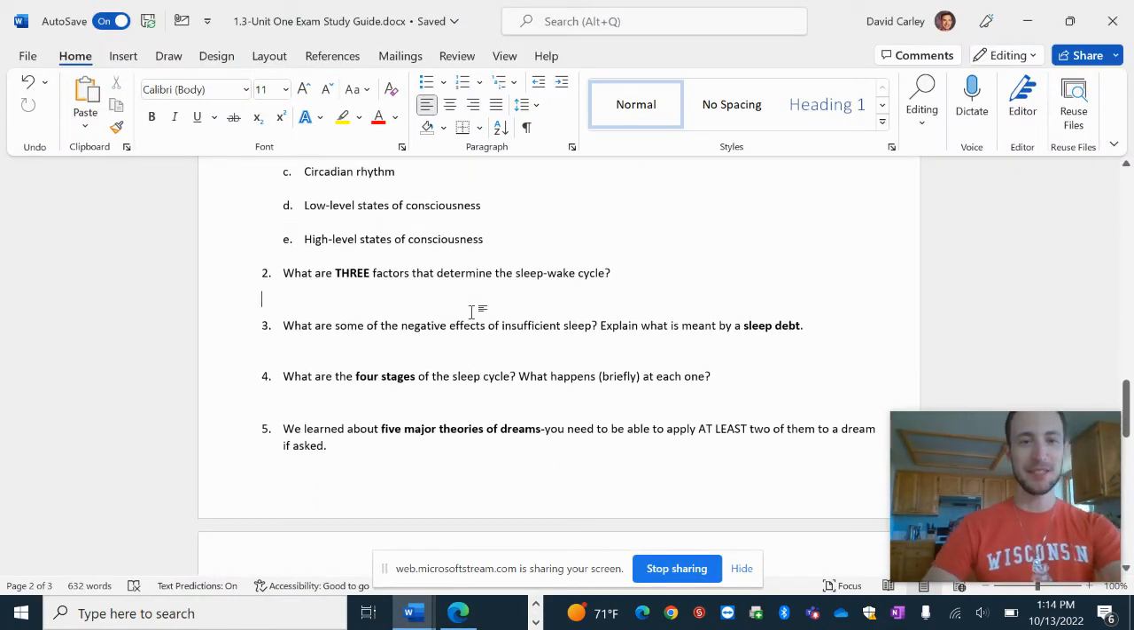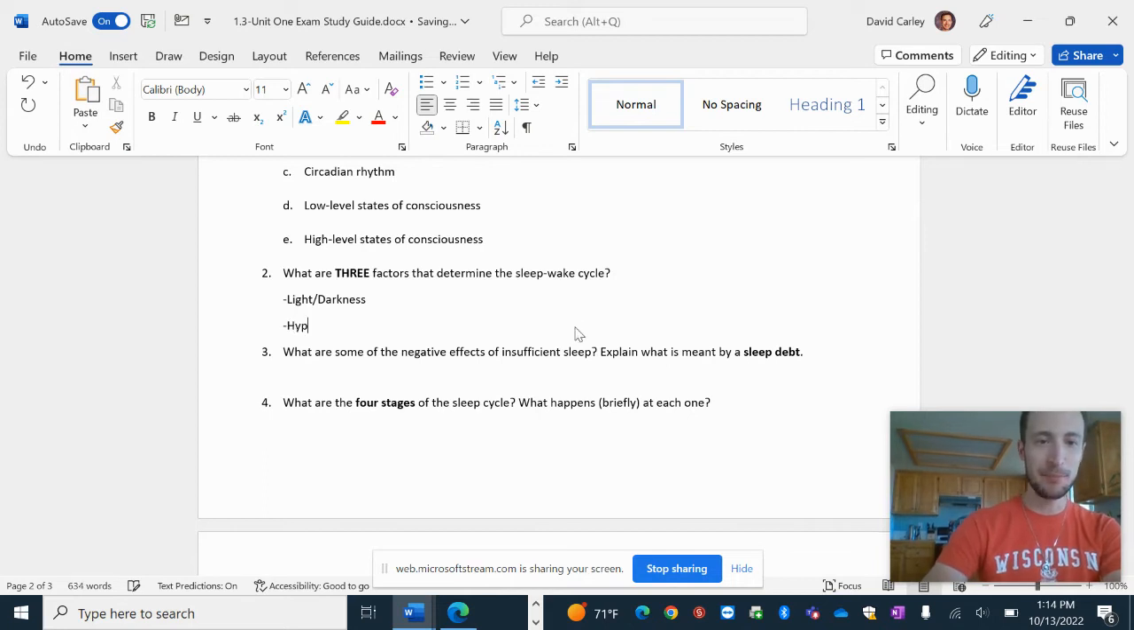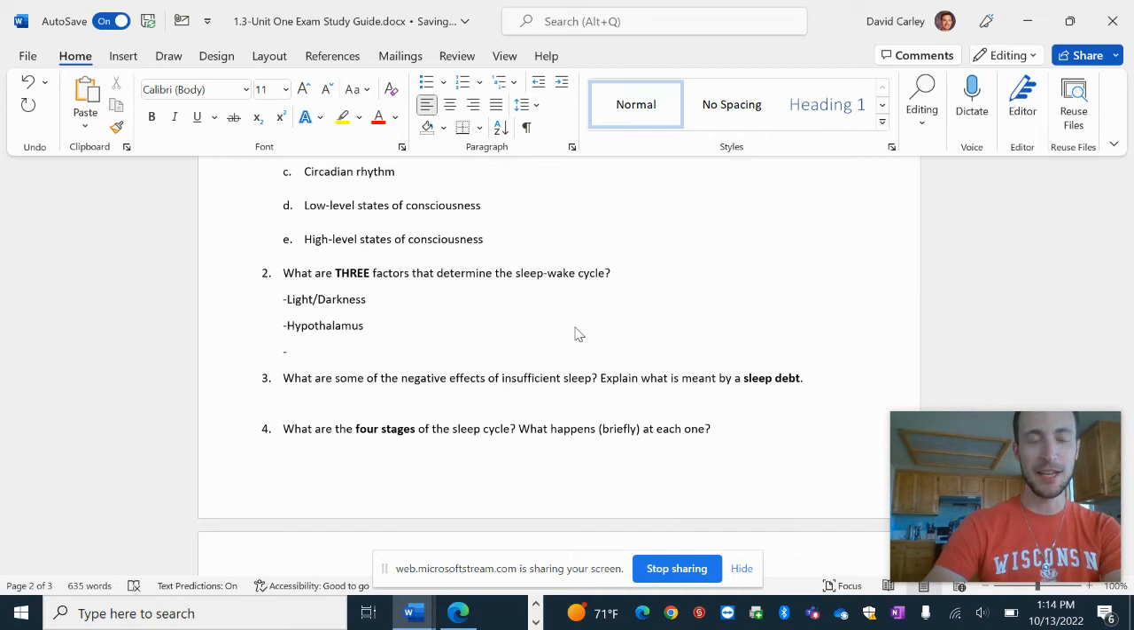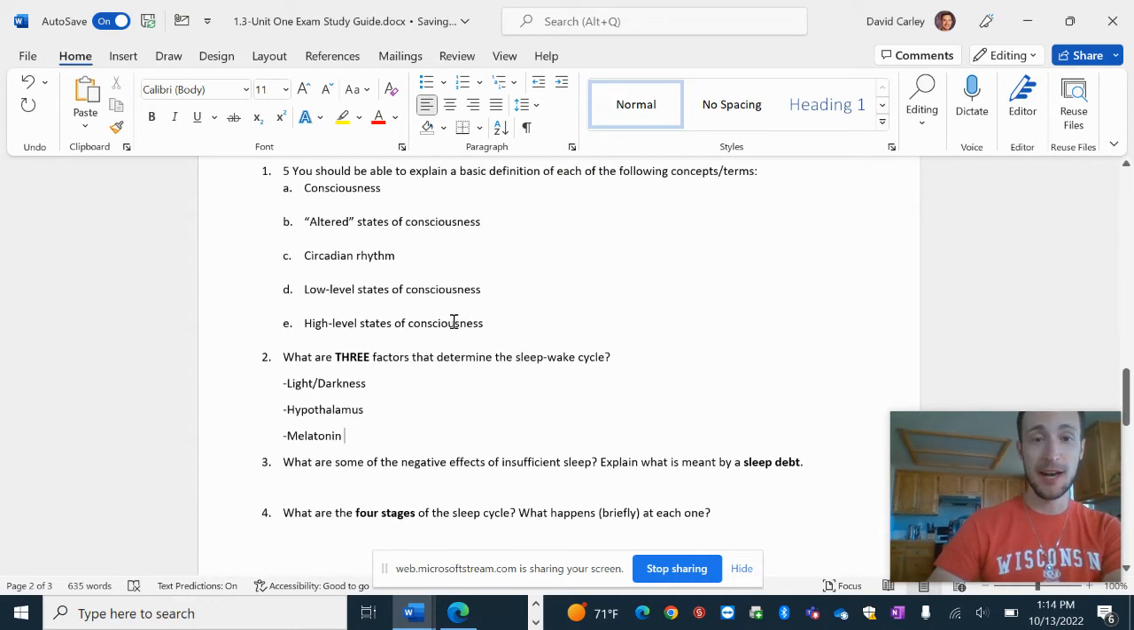Okay, three factors that determine the sleep-wake cycle. Three things are light and darkness, or daylight. You've got the hypothalamus, which takes in the light and then determines what your circadian rhythm is going to be. And then you've got melatonin, which is a hormone that is secreted by your pineal gland in your brain, and it makes you tired. I forgot circadian rhythm. Just remember, circadian rhythms are 24 hours, and that's basically talking about your sleep-wake cycle.